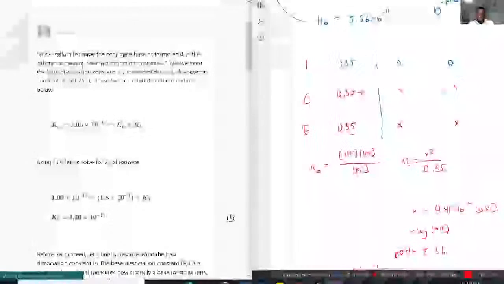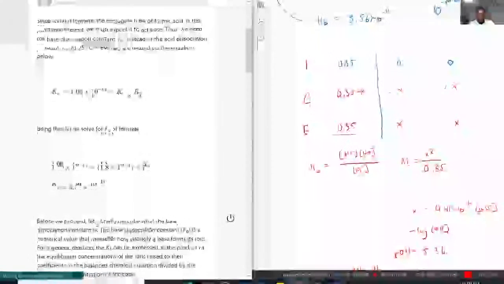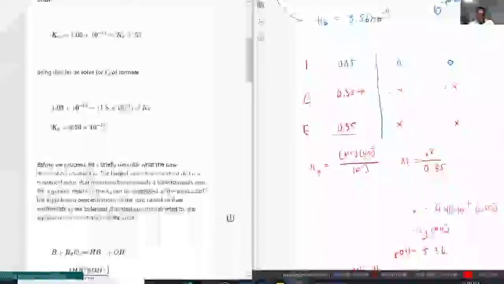Okay, so as we can see here, they got the same Kb as us. I'm going to scroll a little bit slower as it stabilizes. We have Kb of 5.56 times 10 to the negative 11. And then it went on to solve it, which is perfect. That's exactly what we did.